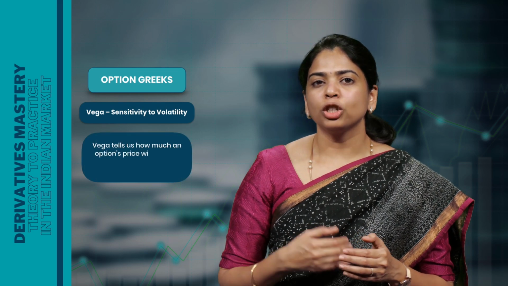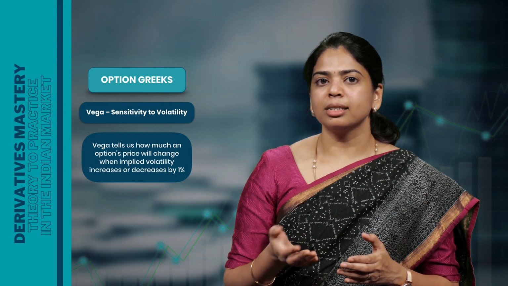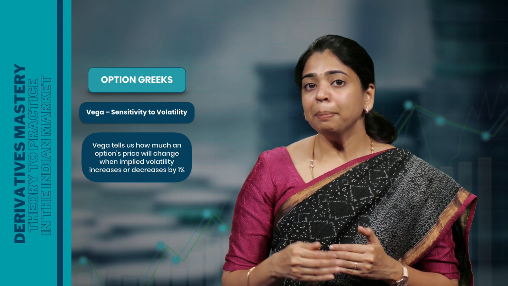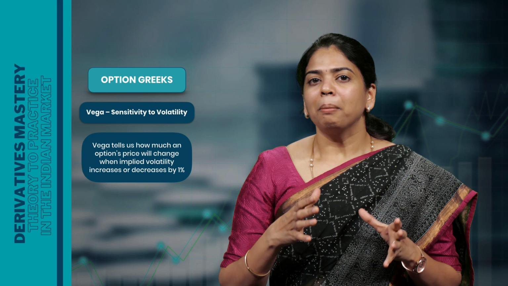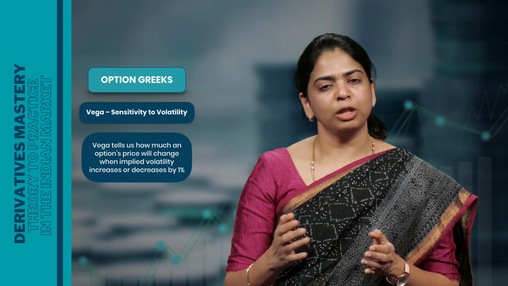Now, let us move on to the next Greek, that is Vega. Vega tells us how much an option's price will change when the implied volatility increases or decreases by 1%. Implied volatility is like the market's guess about how much the stock price will move in the future.